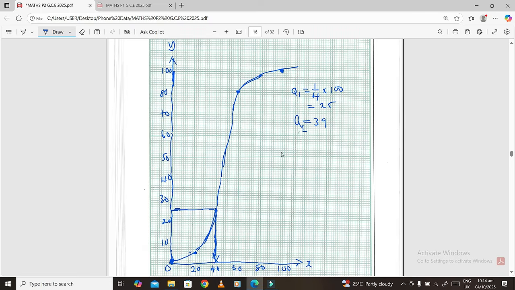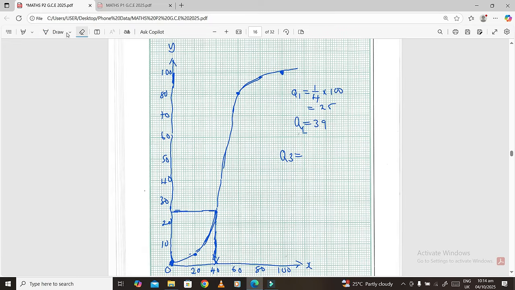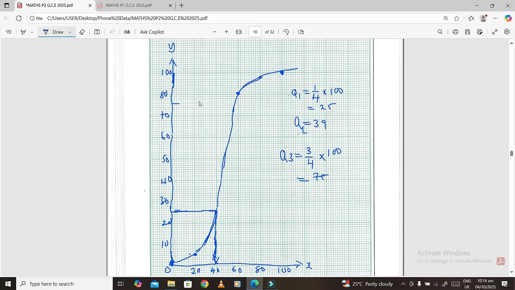And then for Q3, it's supposed to be 3 over 4 times 100, which gives us 75. So 75 is supposed to be somewhere here, if I'm not mistaken. When you follow it nicely, actually here it's 40. This is 40, not 39. Q1 is 40. Yeah, 40, I think.